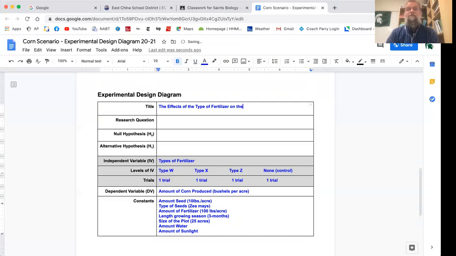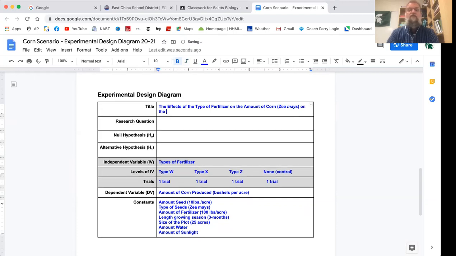On the amount of corn, however, I'm going to add something here. If at all possible, I want to be specific with the genus and species. So in parentheses, I'm going to identify the genus species, which is Zea maize. Typically, italicize the scientific name. On the amount of corn produced per acre over, and the other thing you want to add is the duration, over a 3-month growing season.